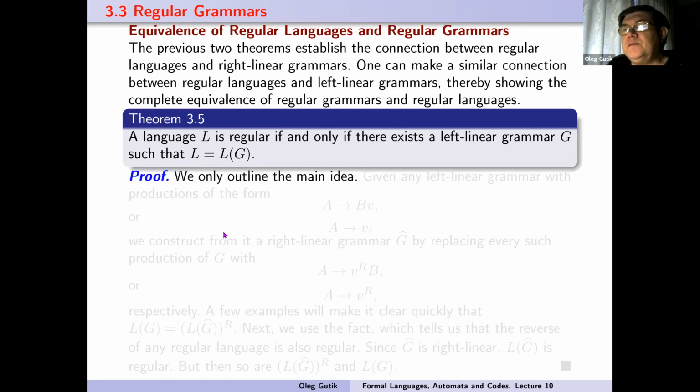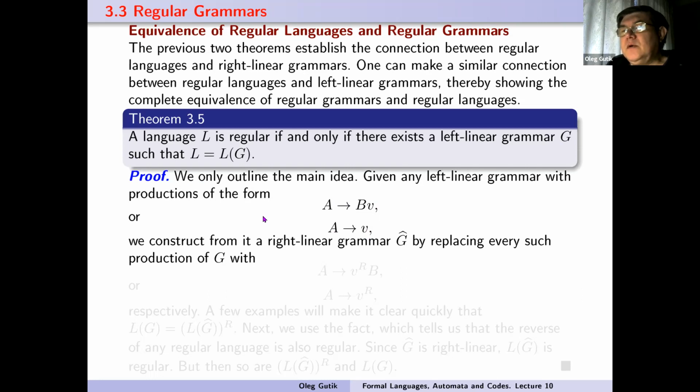Proof. We only outline the main idea. Given any left linear grammar G with productions of the form A into Bv or A into v, we construct from it a right linear grammar G hat by replacing every such production of the grammar G with the following: A into v reversed B, or A into v reversed, respectively.